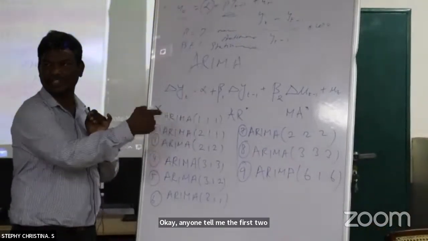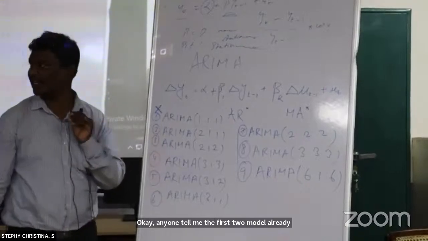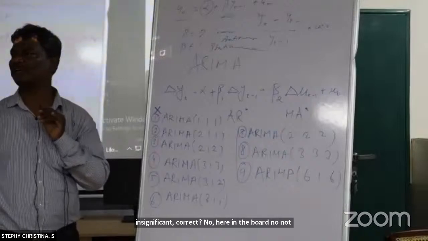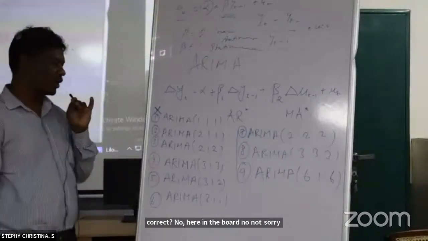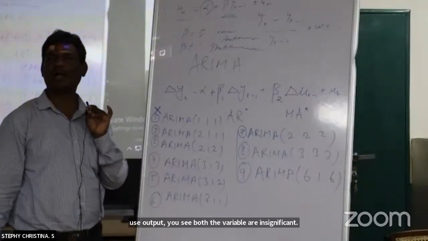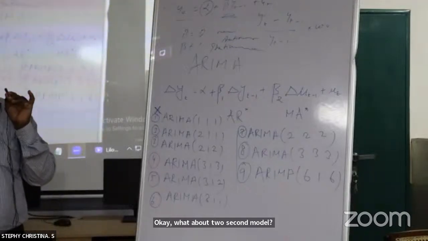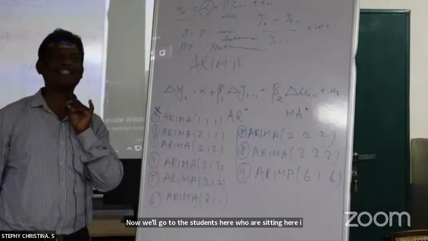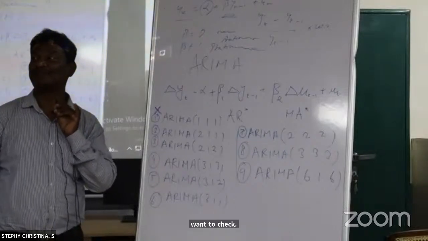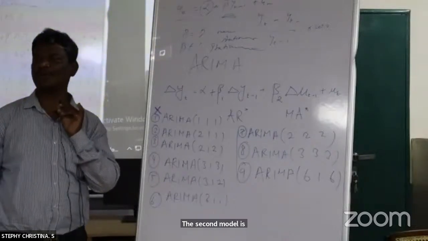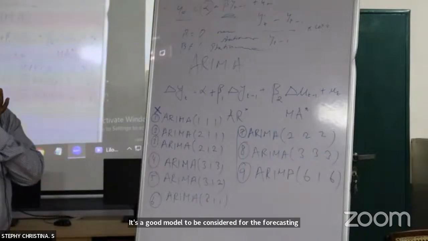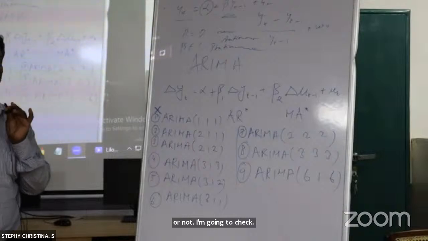Both are insignificant. Correct? Here in the EViews output, you see both the variables are insignificant. Okay. What about the second model? Now I'll go to the students who are sitting here. I want to check whether the second model is fit or not, a good model to be considered for forecasting or not. Tell me, students, in the second one.